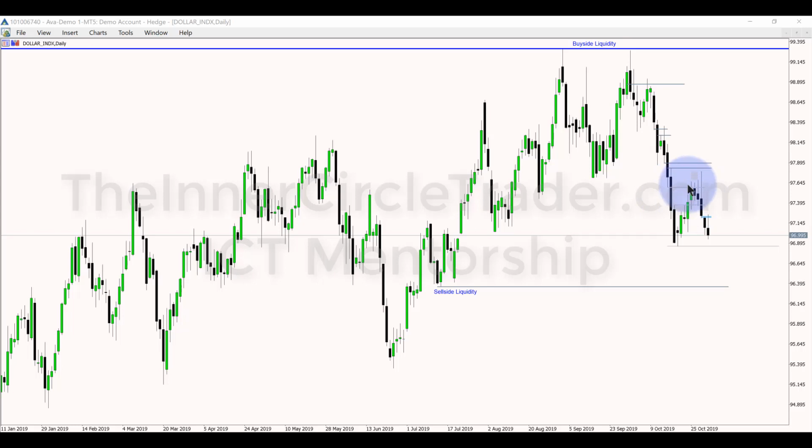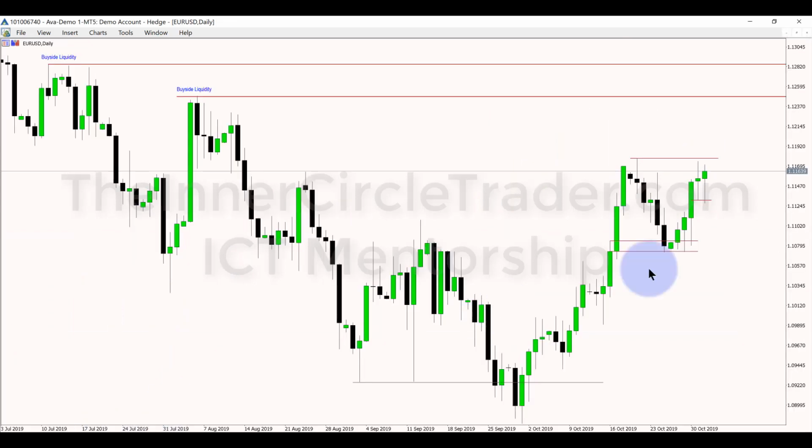All the bodies were essentially inside of that. We wicked a couple times through that. Created SMT divergence between the highs here versus the lows on the euro, which is the reason why I've been focusing primarily on euro versus the British pound.